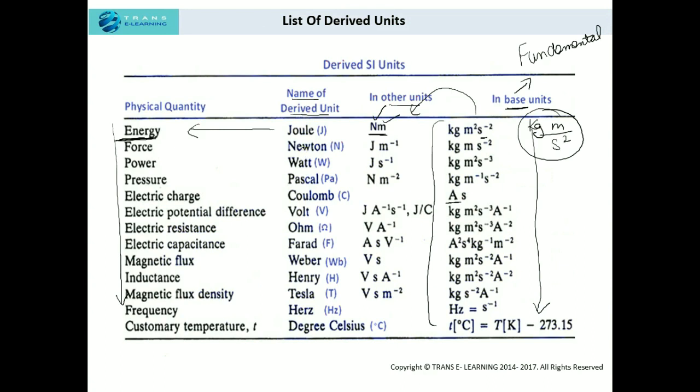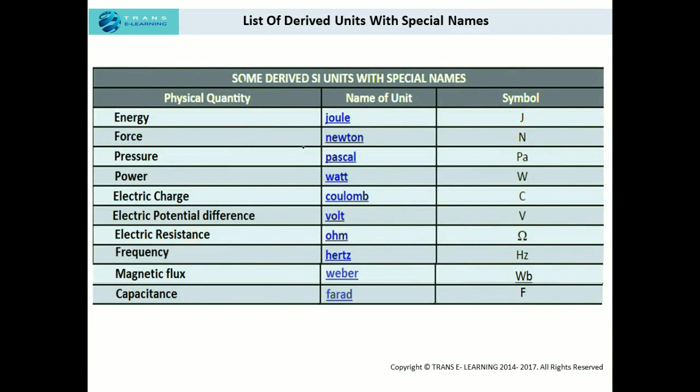Let's see them. What are the special names of the derived units given to some of the derived physical quantities? Here is a list of derived units with special names. Energy, the name of the unit is Joule and the symbol is J. Force is known by the unit Newton. Pressure is known by Pascal. Power is known by the watt. Electric charge by Coulomb. Electric potential difference by volt. Electric resistance by ohm. Frequency by Hertz. Magnetic flux by Weber, and capacitance by Farad. And these are the symbols associated with them.